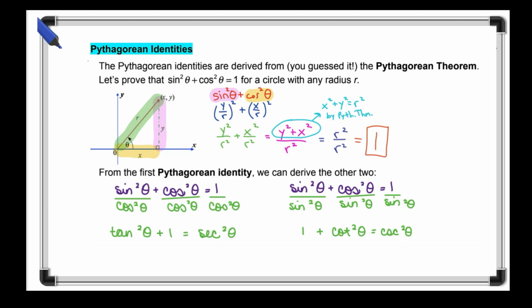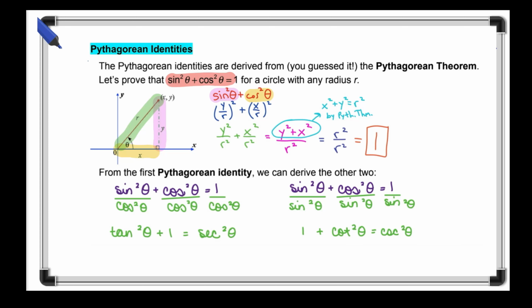Now, what we're going to say is cosine squared plus sine squared is equal to 1. It's just the Pythagorean theorem applied to a triangle whose hypotenuse is 1. So we're getting all that information from the Pythagorean theorem. So that's our Pythagorean identity: sine squared plus cosine squared equals 1.